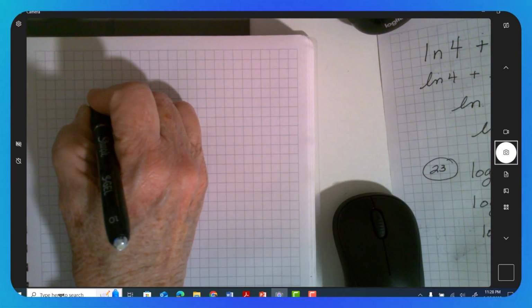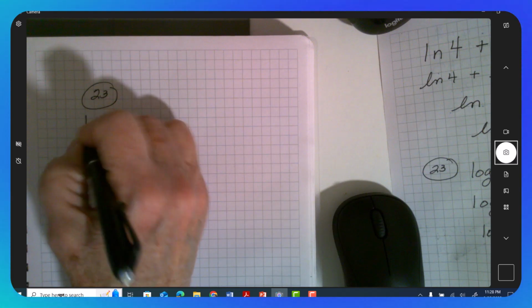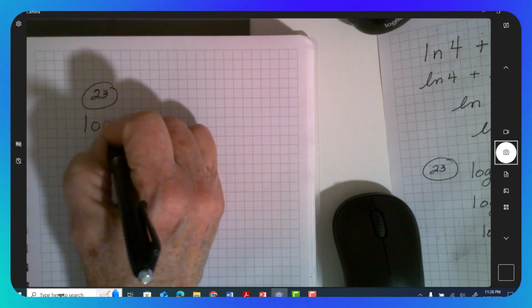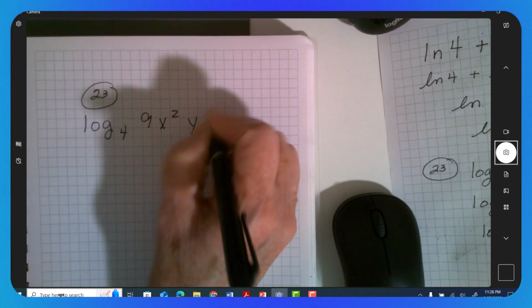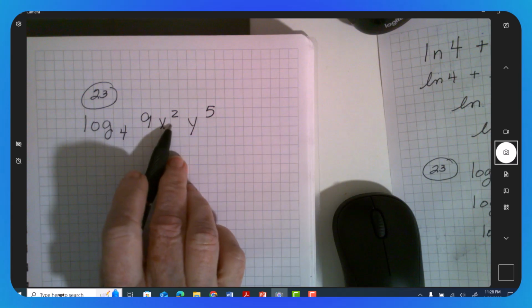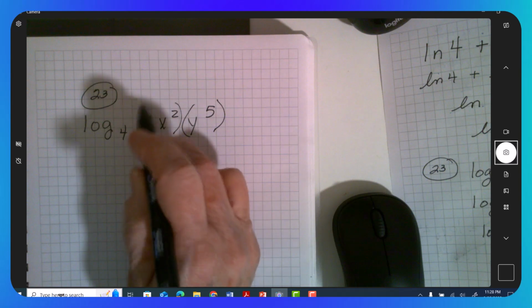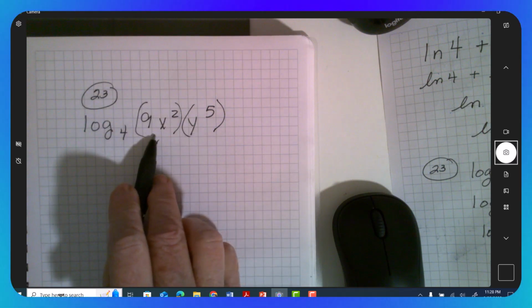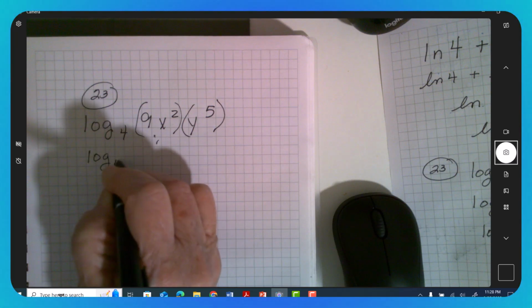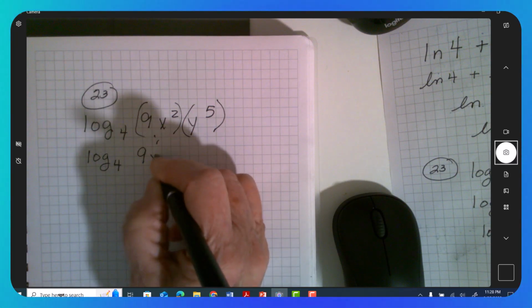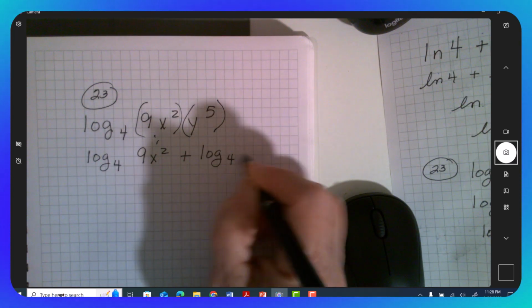All right, number 23. We're going to expand log base 4 of 9x squared y to the fifth. Okay, so expanding, we're multiplying these two terms together. Okay, so let's take log base 4 of 9x squared plus log base 4 of y to the fifth.